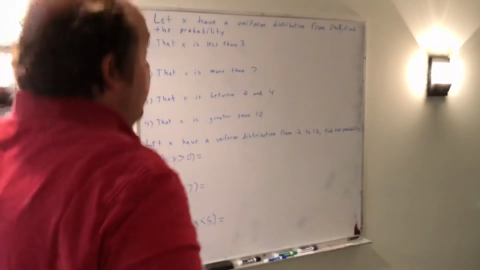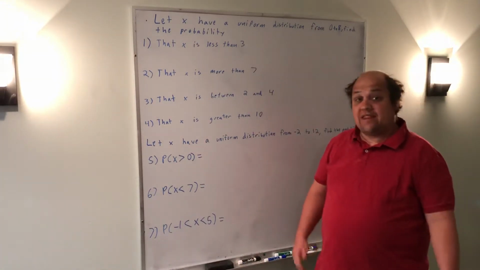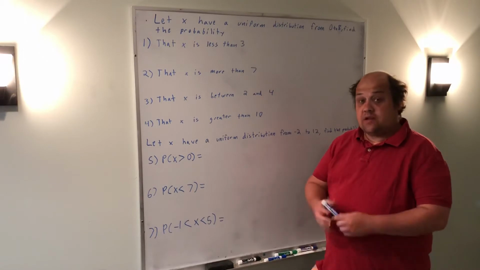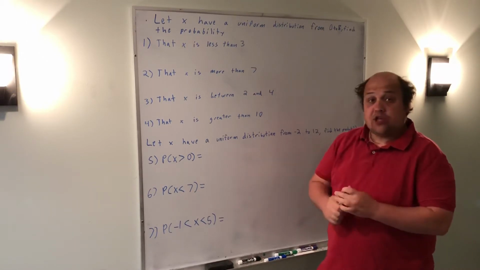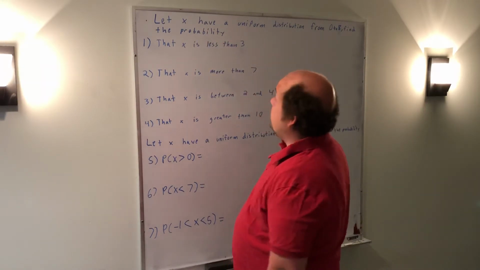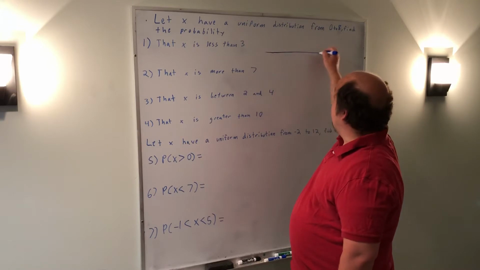When we talk about the uniform distribution, we're talking about a continuous distribution where everything is equally likely. So when I like to do these problems, I like to think of it as a box of probability. Let me show you how that works. When this says let x have a uniform distribution from 0 to 8, find the probability, the first thing I do is I draw my box.